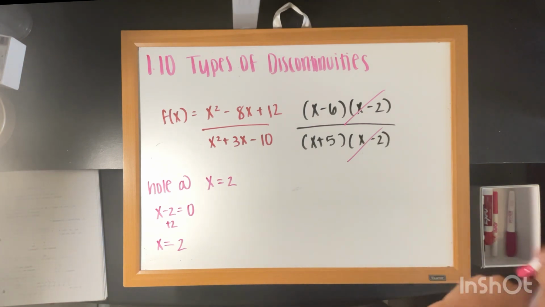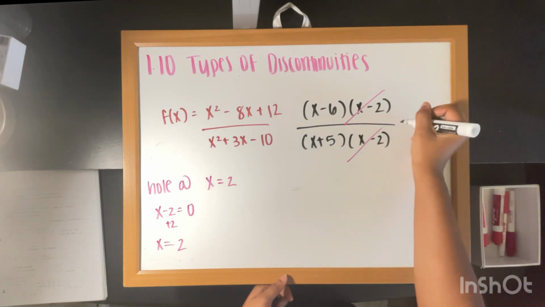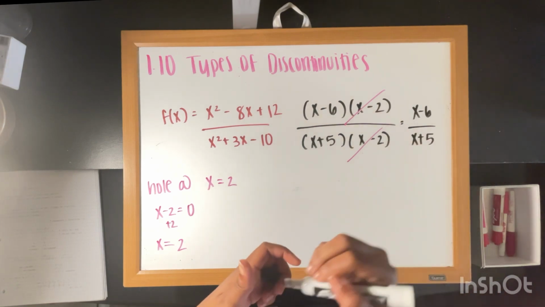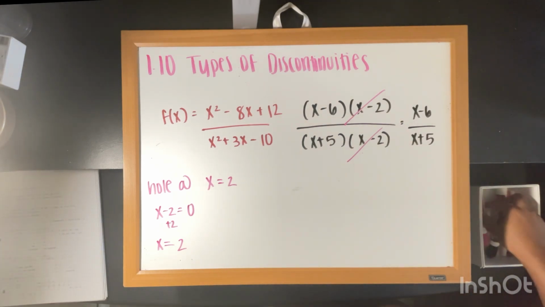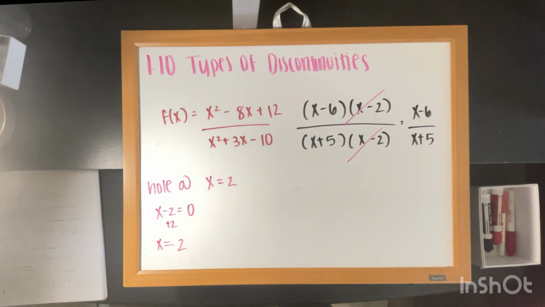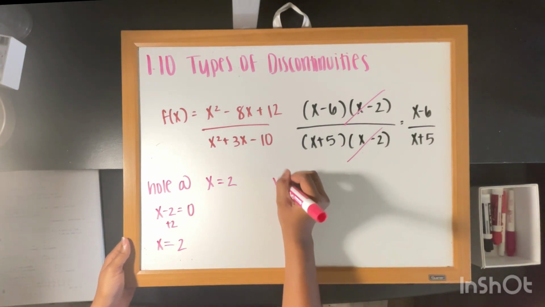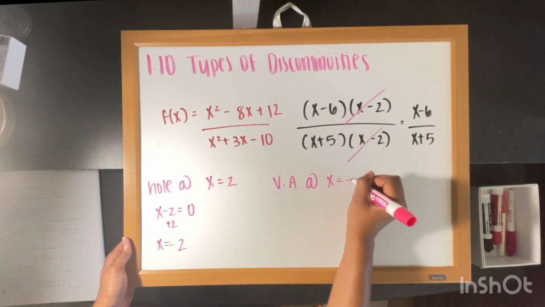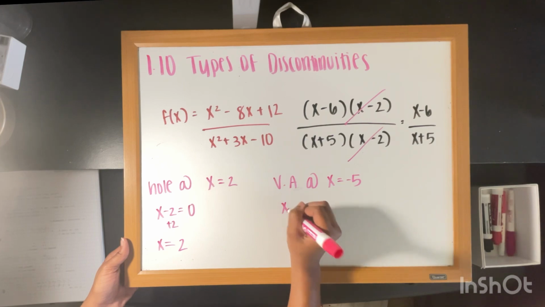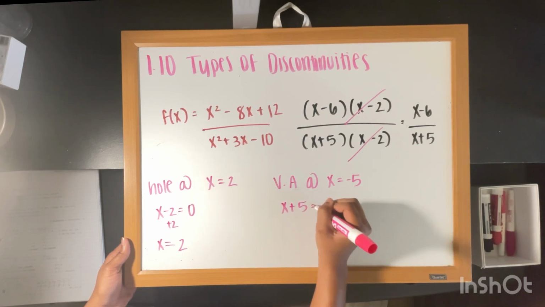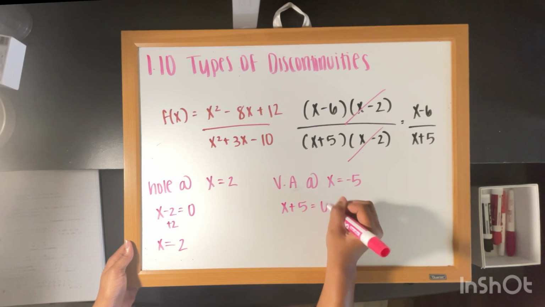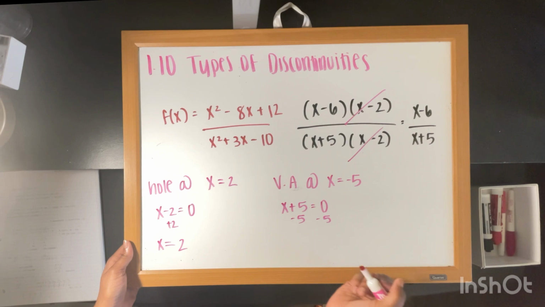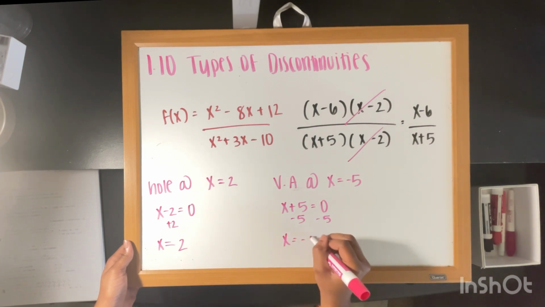So now I'm left with x minus 6 over x plus 5. And like we said before, the denominator that does stay and that doesn't cancel out would be known as our vertical asymptote. So we have a vertical asymptote at x equals negative 5. And we know this because if we were to set x plus 5 equal to 0 and solve for x, I would have to subtract 5 from both sides, and get x equals -5.